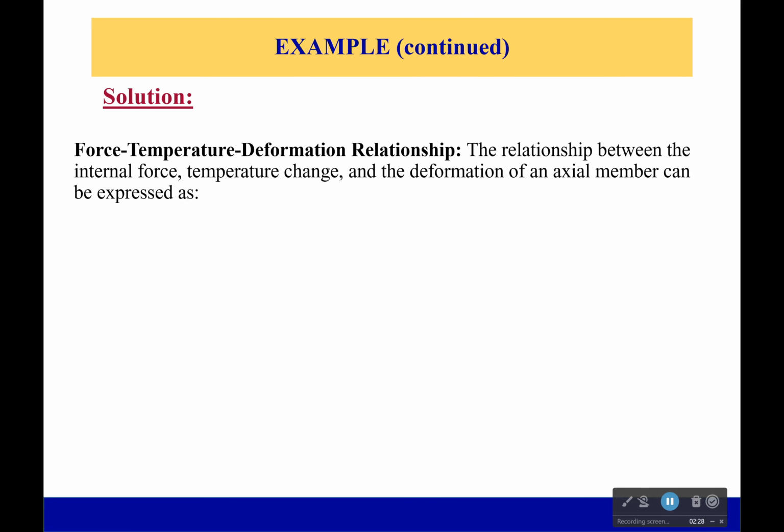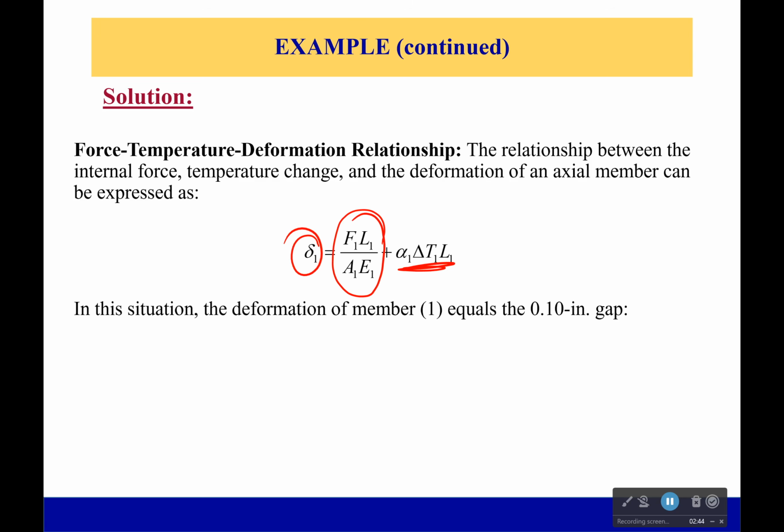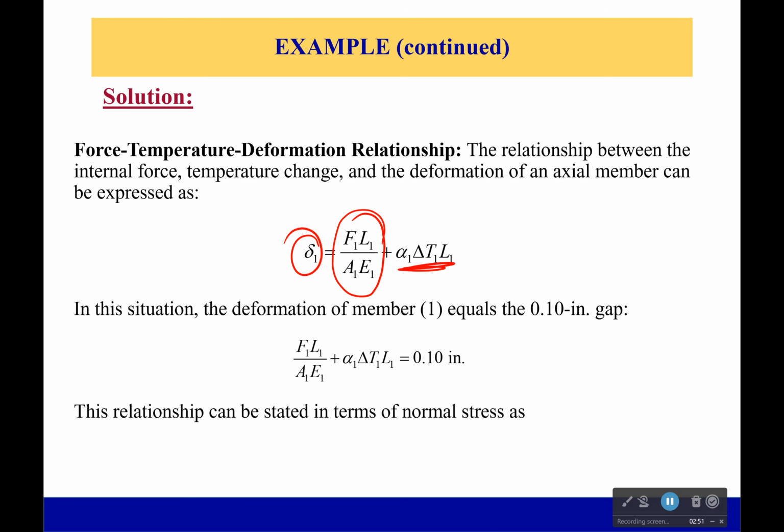So this is another one where we can't solve just using our equilibrium equations. We would have to bring in something else. So let's bring in our force-temperature-deformation relationship. We know what this is. We know what this is. So we have to figure out the difference from here. Because it can only move 0.1 inches, that's the deformation. And we already know what part of that is. Since we're trying to solve for the stress, we'll go ahead and switch it from here to here, where we replace force over area with the stress.